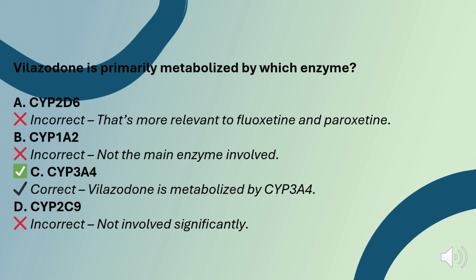So for vilazodone metabolism, CYP3A4 is the key enzyme. 2D6 is more for fluoxetine or paroxetine. The 1A2 and the 2C9 are not the main players here. Strong inhibitors like ketoconazole, which is actually used for a yeast infection, or carbamazepine, which is typically used for a seizure disorder, matter here. And so the answer to that is C. That's a tough question.